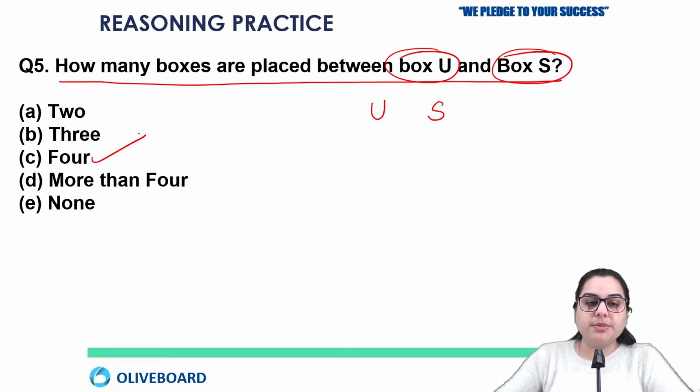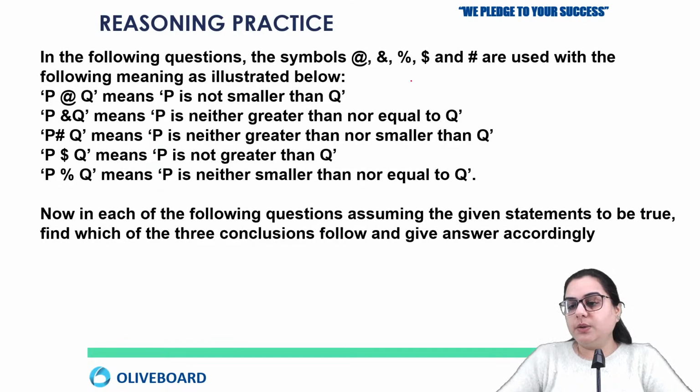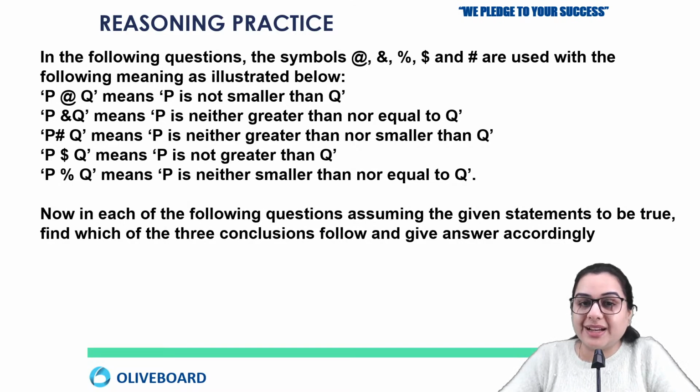Right. It is option number C, that is 4. Okay, so now let's come on to the next question. Now we are going to discuss the question of inequalities, but this is not the direct inequalities. This is your indirect, or we can say coded inequalities.